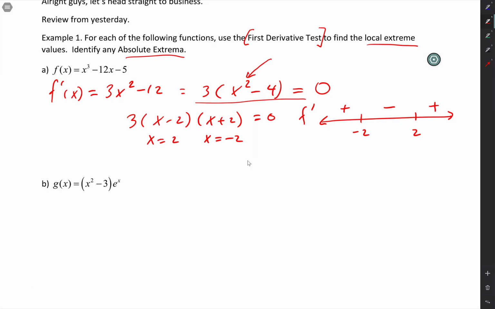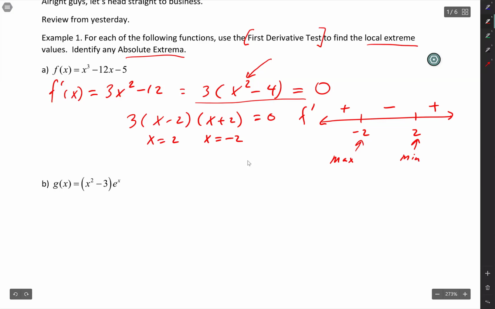So I do have some sign changes. I have a sign change here at negative 2. So it goes from positive to negative. Remember, you read a graph left to right. Positive to negative. So that's going to be a what? A max. Perfect. And then this one here is changing from negative to positive. So that is a min.